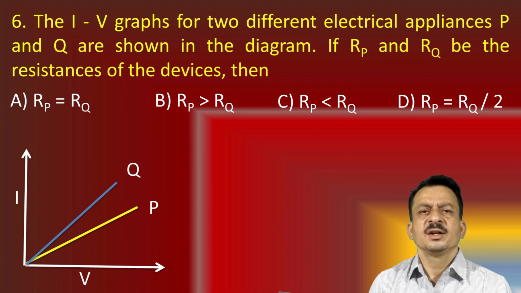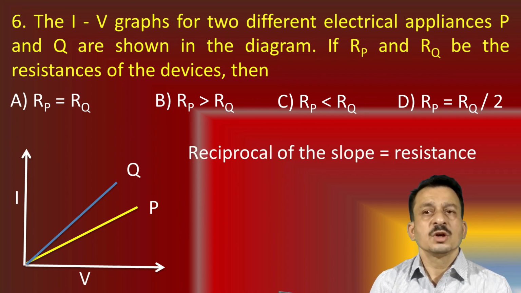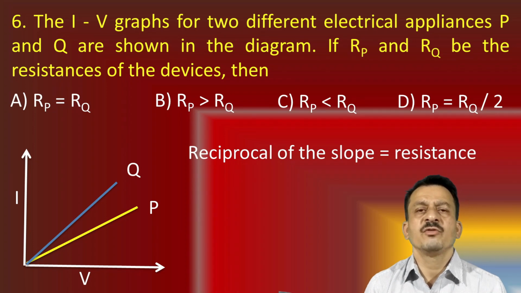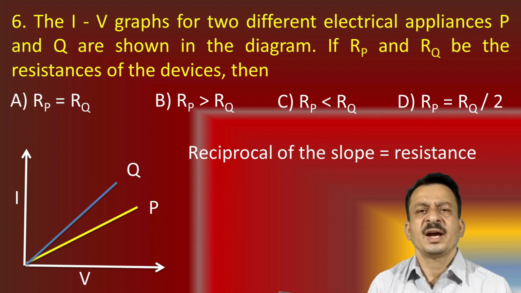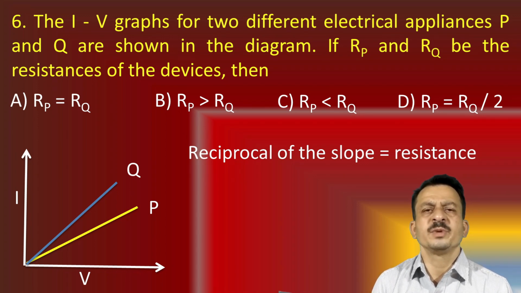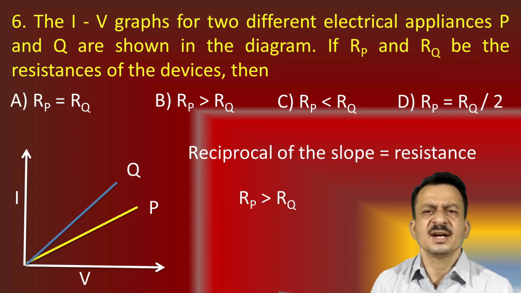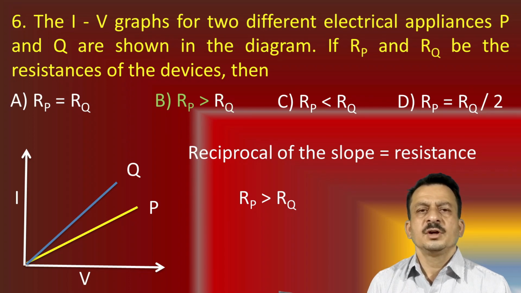Now here we have to find the relation. The reciprocal of the slope of the graph represents resistance. Now the P graph having a lesser slope, therefore its reciprocal, meaning its resistance, becomes more. Q graph is having a higher slope, therefore its reciprocal, meaning resistance, becomes lesser. So obviously appliance P has a higher resistance compared to Q, therefore Rp should be greater than Rq, hence B is the right answer here. Next problem.